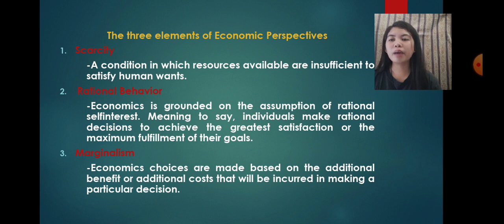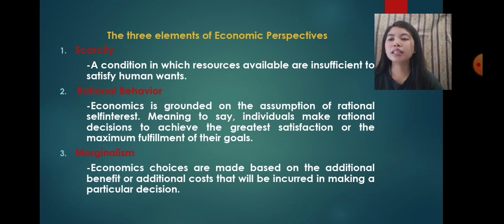Second is rational behavior. What is rational behavior? Economics is grounded in the assumption of rational self-interest, meaning to say, individuals make rational decisions to achieve the greatest satisfaction or the maximum fulfillment of their goals. We have this kind of behavior that we always make decisions to achieve our greatest satisfaction in life or to achieve our main goal or our common goal.